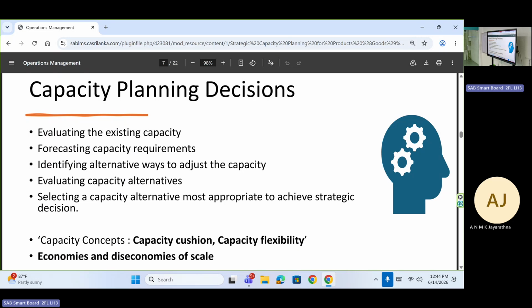So they keep an excess capacity to face unexpected situations. There can be times when demand increases. So in order to face unexpected situations related to demand or any other environmental changes, they keep a capacity cushion. That means an excess amount of capacity. Correct.